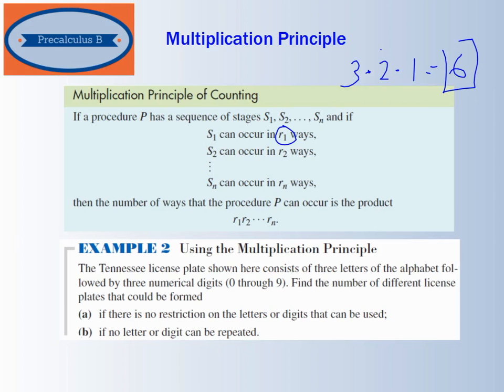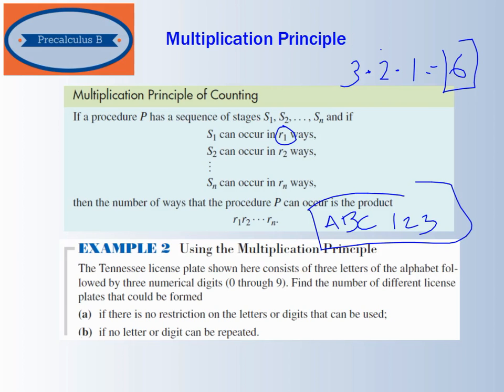So let's look at another example. At the bottom of the screen, we see a Tennessee license plate. I don't actually have the image here, but it consists of 3 letters of the alphabet followed by 3 numerical digits. So it could be like A, B, C, 1, 2, 3. Something like that would be the license plate. It's 3 letters, 3 numbers. Find the number of different license plates that could be formed.